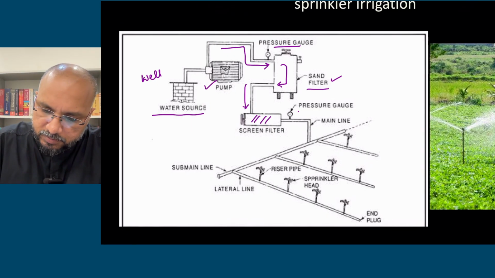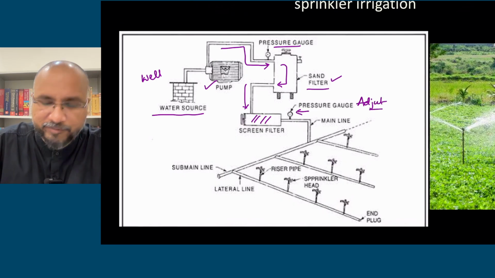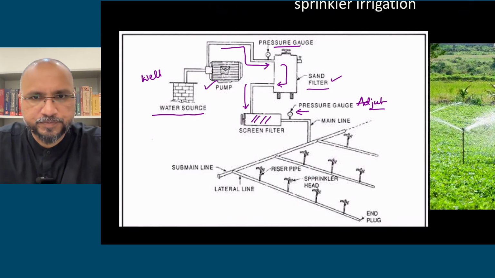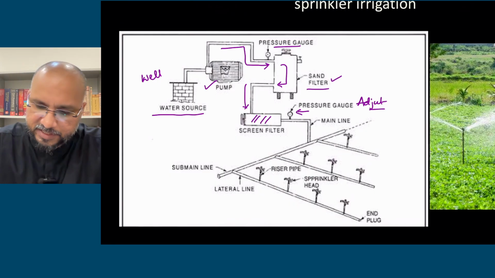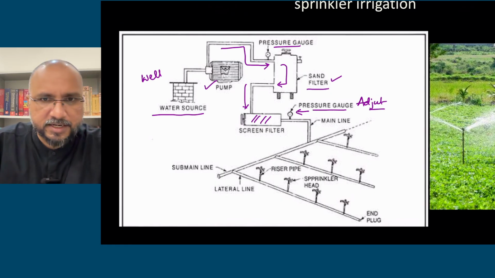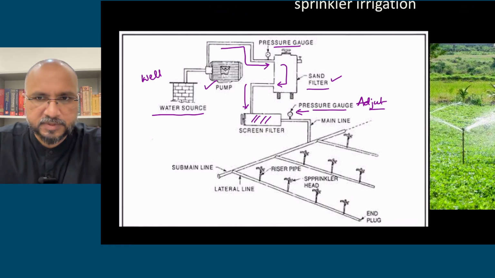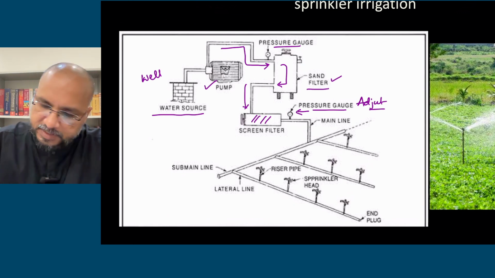Now these are pressure gauges. You can adjust the amount of pressure. You can adjust the pressure at which you are giving water and irrigating through these pressure gauges. So you will have a pressure gauge here to adjust the amount of water, the pressure or the force with which you are releasing the water. That can be managed.